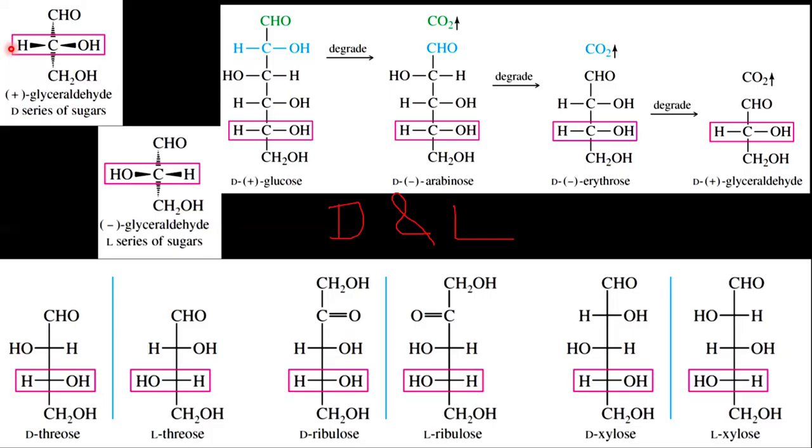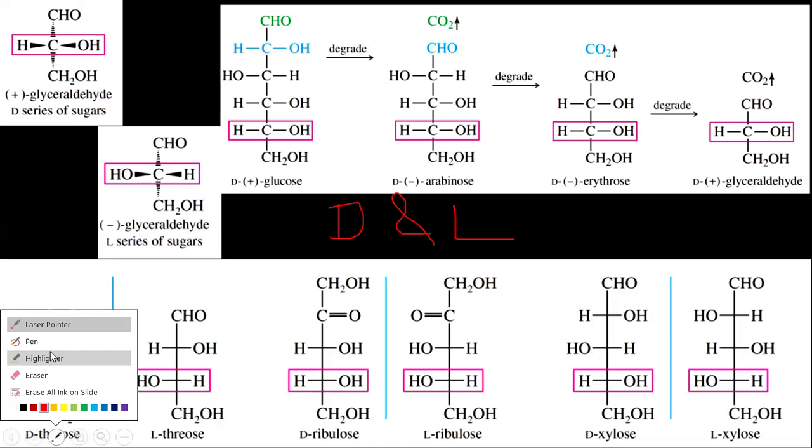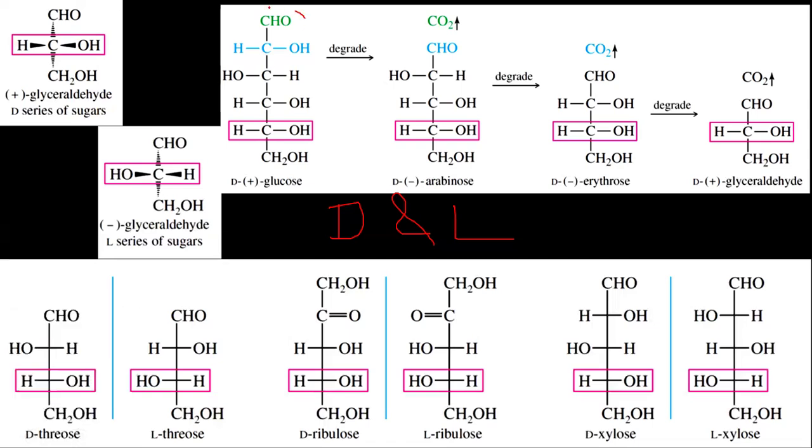Now in this DL notation, how come there is a series of molecules that are called D and a series of molecules that are called L? Suppose we take any sugar, for instance, we take D-glucose. So we are taking D-glucose, and the sugar is degraded.